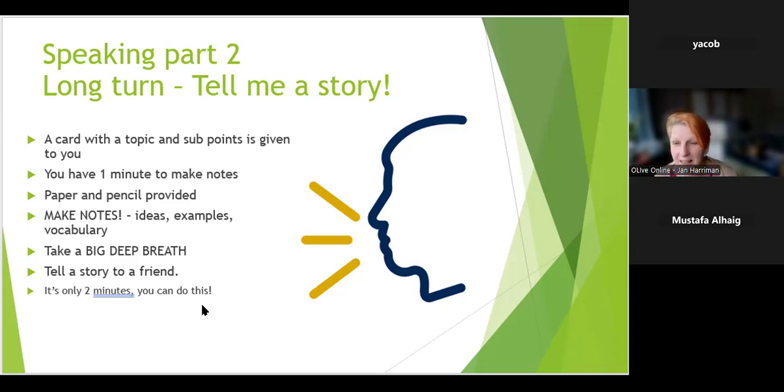Does everyone remember why I say take a big deep breath? What does that do? Yeah, it gets you mentally ready. Yes, very much. It changes the blood flow in your brain. It allows you to really think. Perfect. Excellent. So there we go.